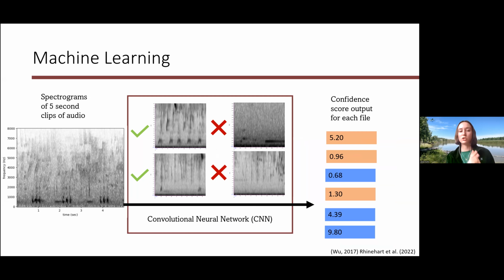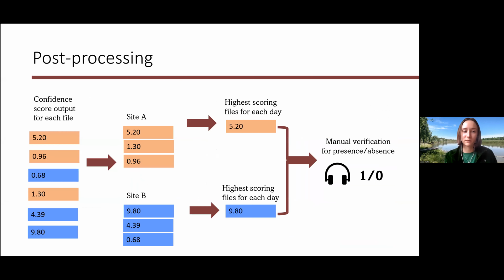So the machine learning model gives you a confidence score output for each file. Then you take that and put it through this post-processing stage where you sort that by sites and pull out the highest scoring file either for each day or whatever parameter you're trying to look at. And then you go through and manually verify those clips for the presence or absence of cuckoos. That helps to make sure that you have no false positives in your data.